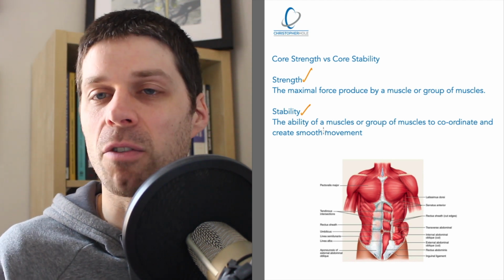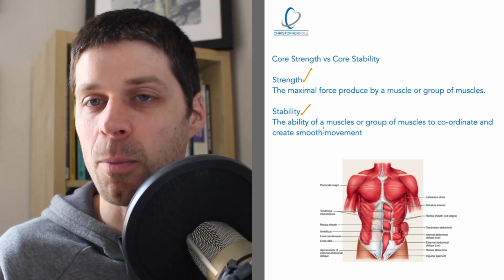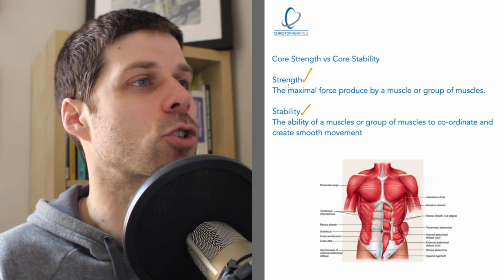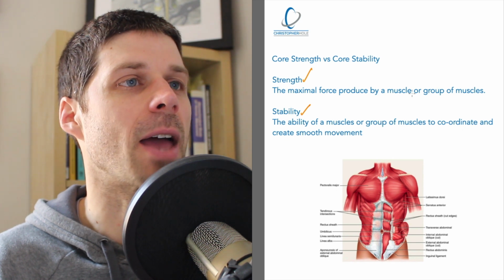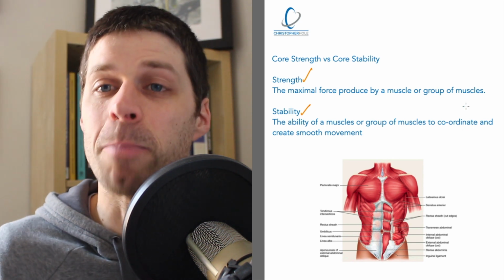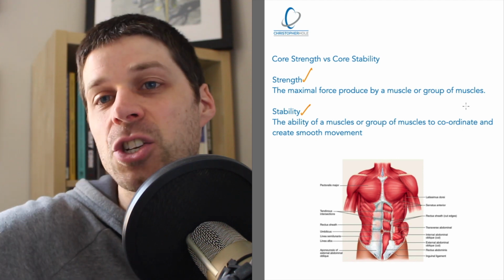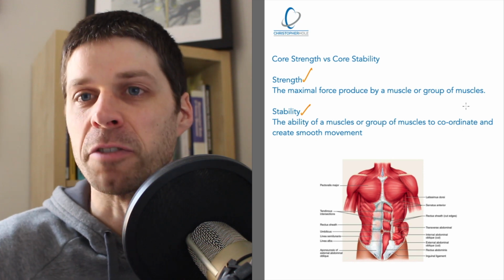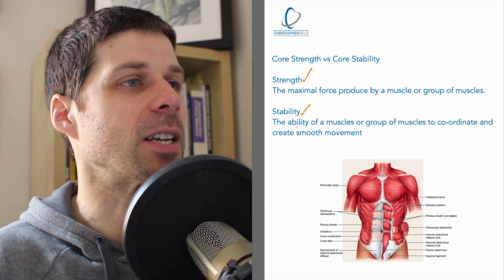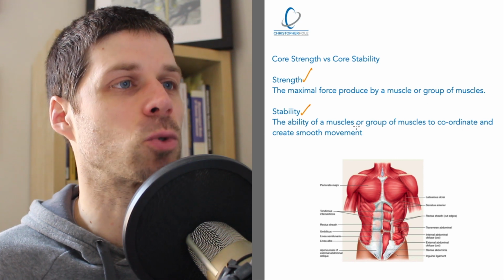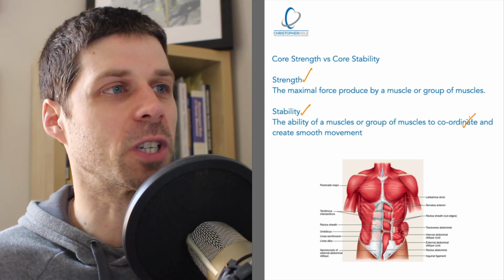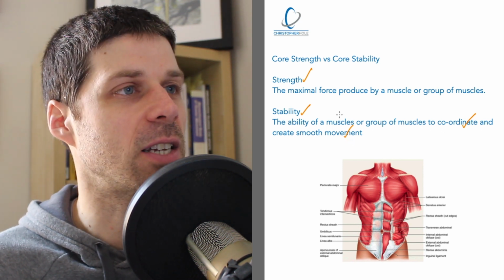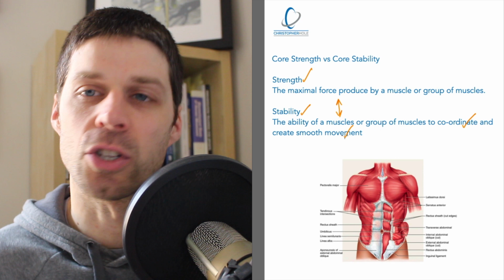It's also a part of the online 12-week program, which is a beginner's core program to build core strength and stability. Now, strength is the maximum force produced by a muscle or group of muscles. So that's your ability to hold a posture. If you want to add endurance in there, it's the ability to hold that posture over time and resist fatigue. Then when we bring stability into it, it's the ability of muscles or a group of muscles to coordinate and create smooth movement. So you can start to see there is a difference between the two.